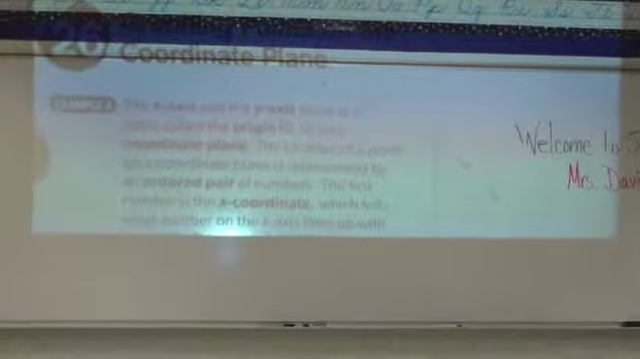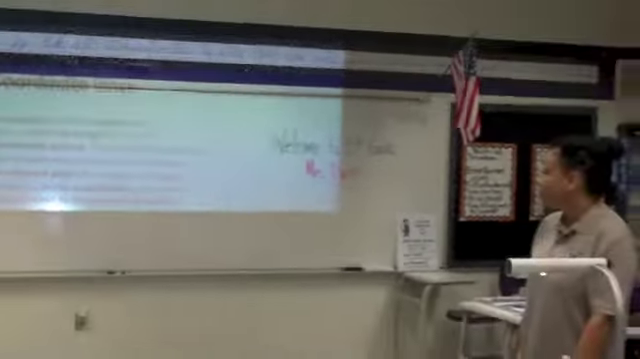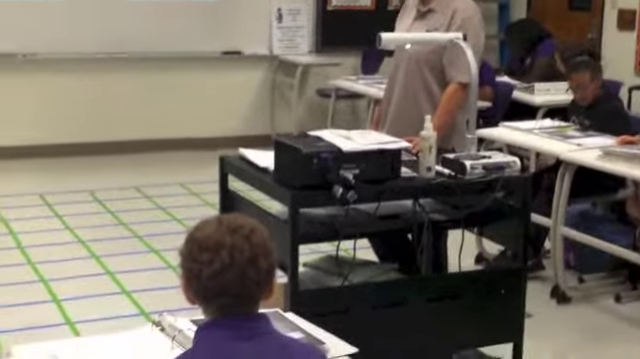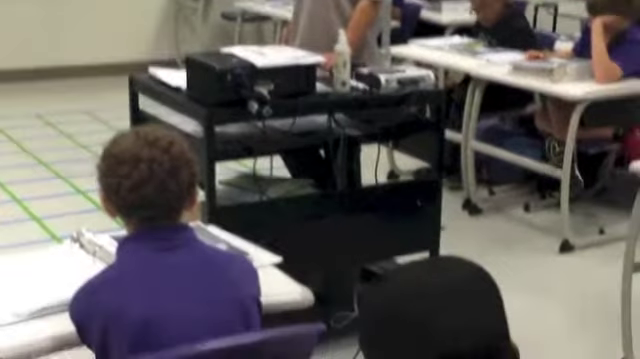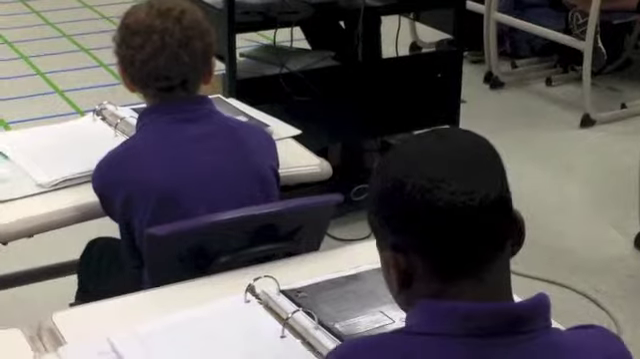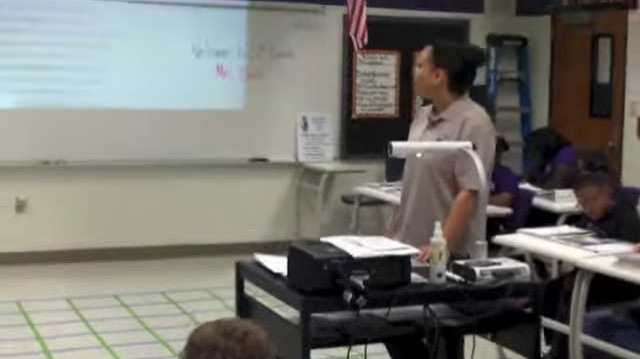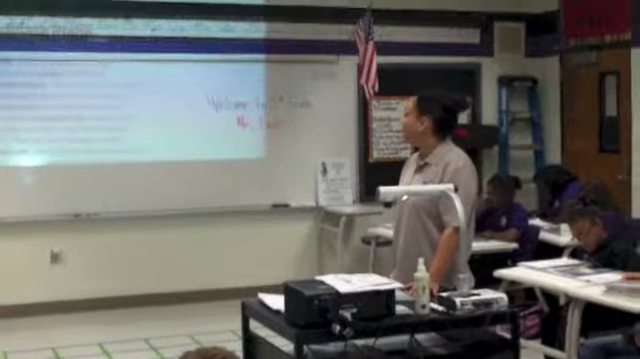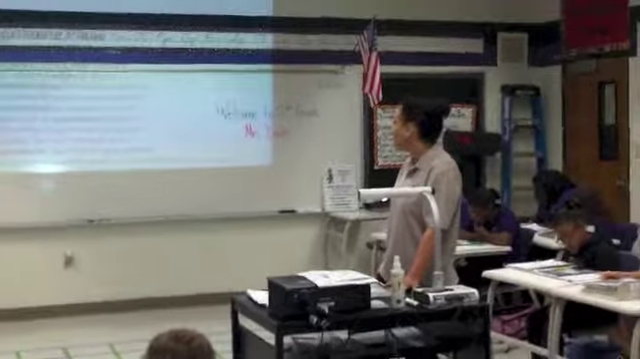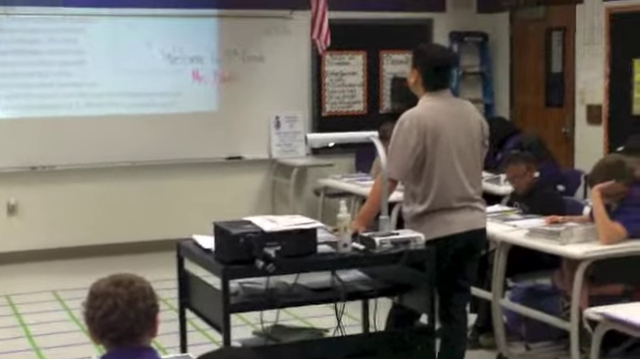It says the x-axis and the y-axis meet at a point called the origin at 0, 0 on a coordinate plane. The location of a point on a coordinate plane is represented by an ordered pair of numbers. The first number is the x-coordinate, which tells what number on the x-axis lines up with the point. The second number is the y-coordinate, which tells what number on the y-axis lines up with the point.